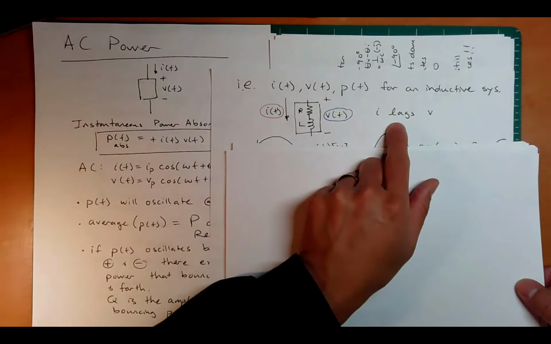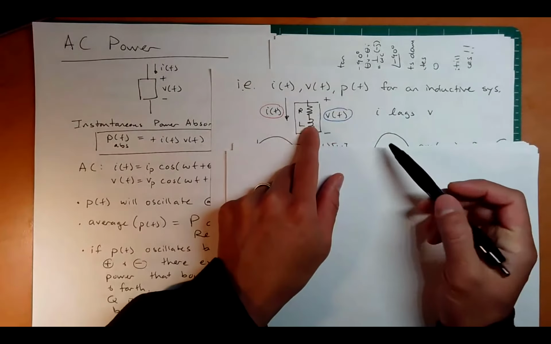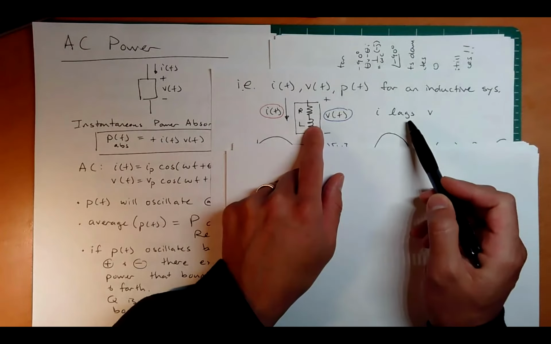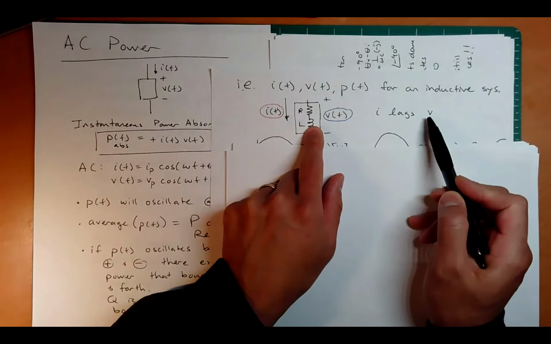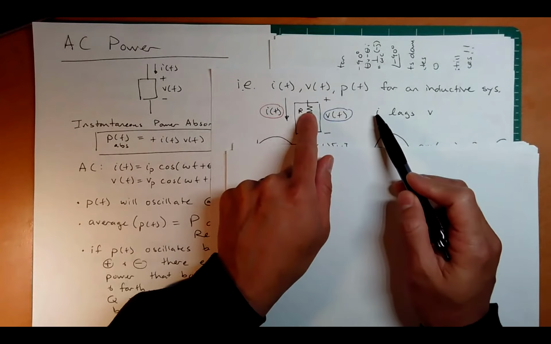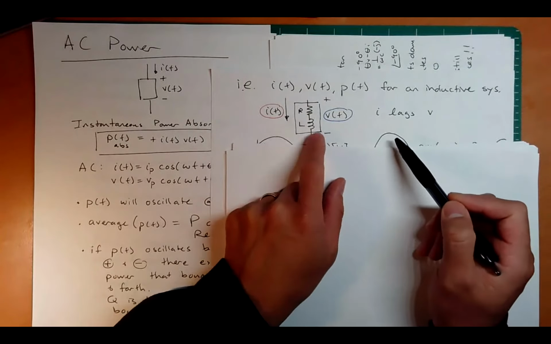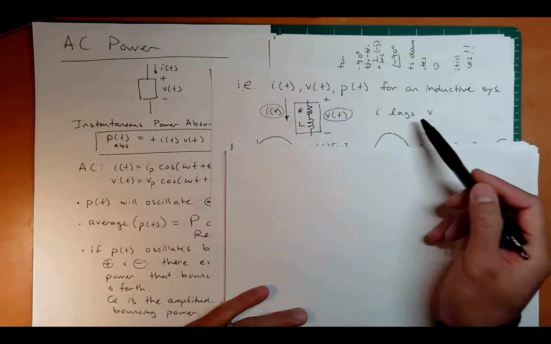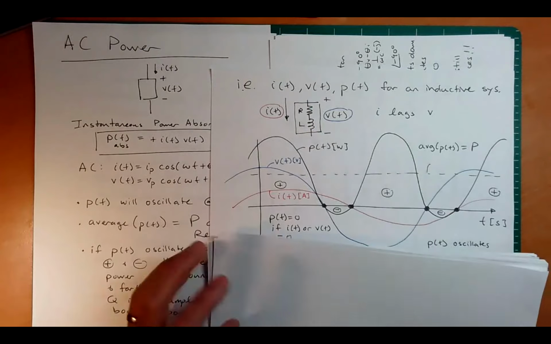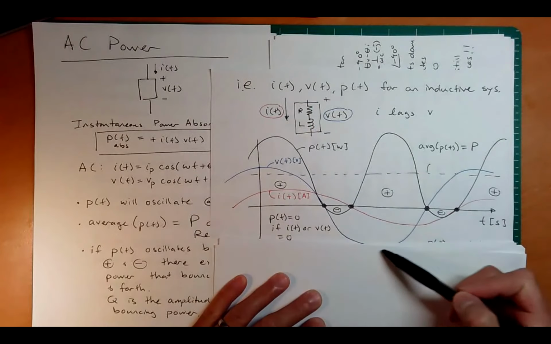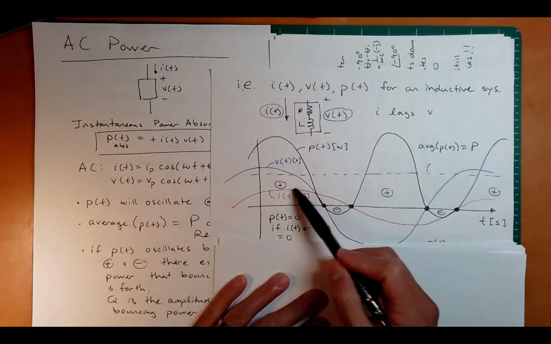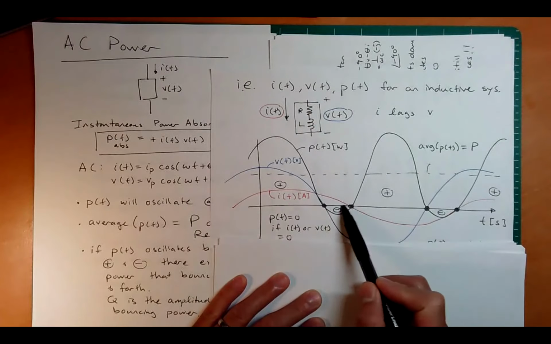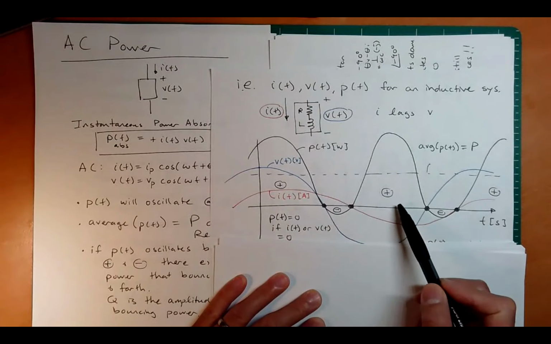We remember from last lecture that if you have an inductive system, the I will lag V. If it's purely inductive, the I will lag V by 90 degrees. If it's purely resistive, however, the I will be in phase with V. And if R and L are present, then it's somewhere in between. Let's look at what that might look like. We have the voltage here in blue, and the current here in red. Notice the current in red is lagging the voltage in blue by an amount between 0 and 90 degrees.